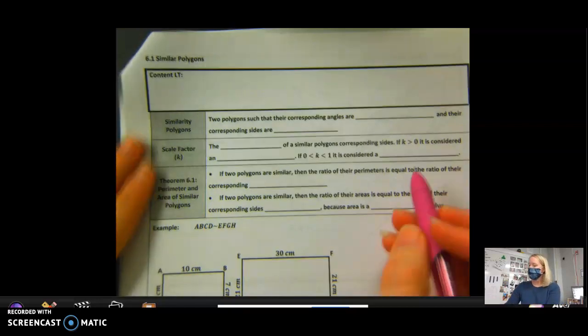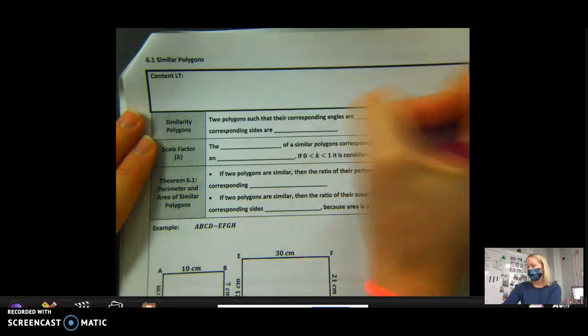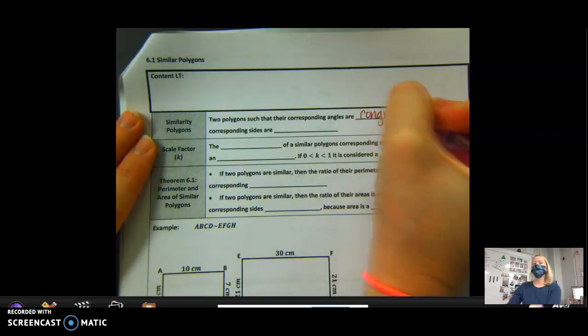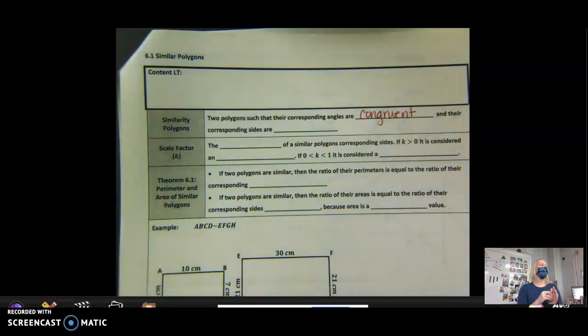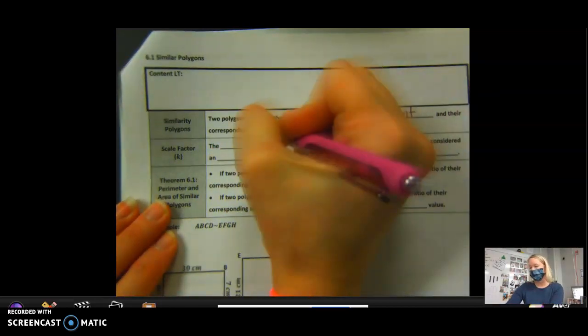Okay. Similar polygons. They are two polygons such that their corresponding angles are congruent. So our angles in these figures are still exactly the same. So remember back to congruent triangles. All angles were exactly the same. All side lengths were exactly the same. In similar polygons, all angles are still going to be exactly the same. The difference is their corresponding sides are in proportion.